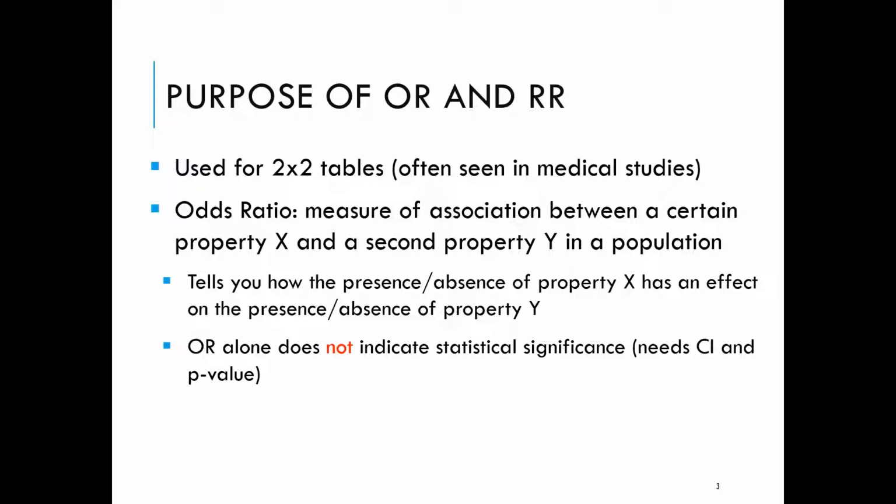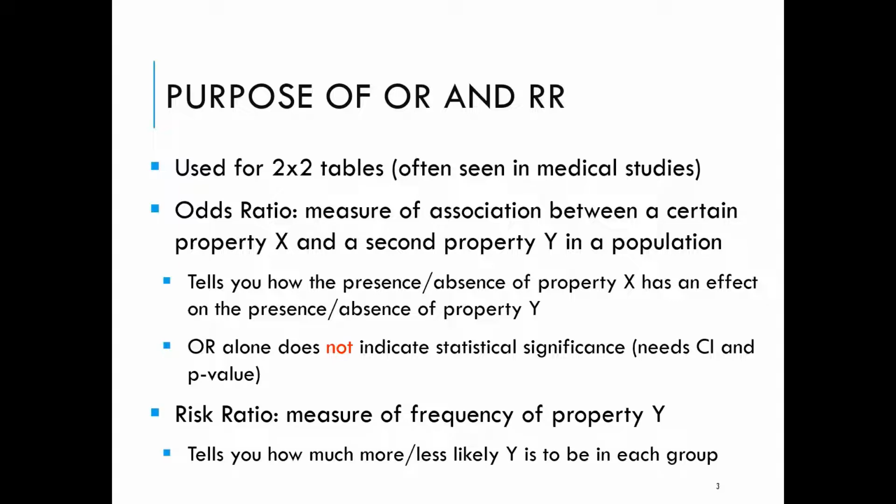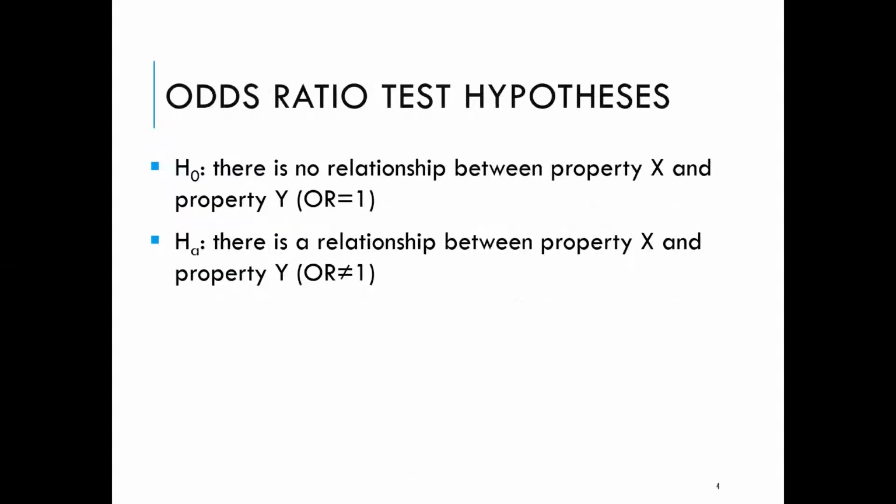Importantly, the odds ratio value alone does not indicate statistical significance. For this, we need to calculate the confidence interval and p-value. The risk ratio measures the frequency of property Y in some population. It tells you how much more or less likely Y is to be in each group in that population.